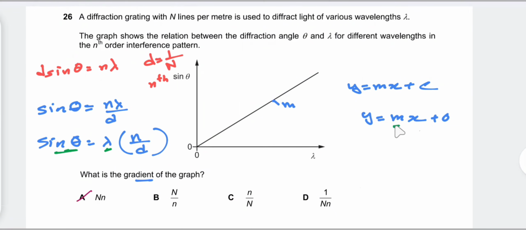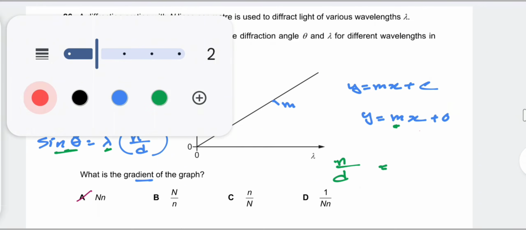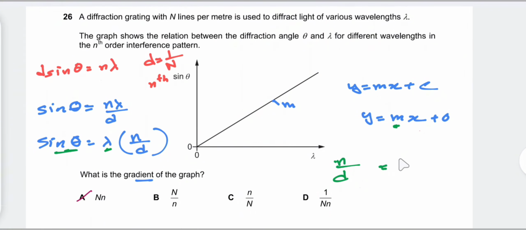So what is the value of m? M is equal to n by d, which is the gradient. So the gradient, or the m, is n by d. And so all the answers are in terms of n, so we can write d in terms of 1 by n. So the equation would be n by 1 by n, that is n.